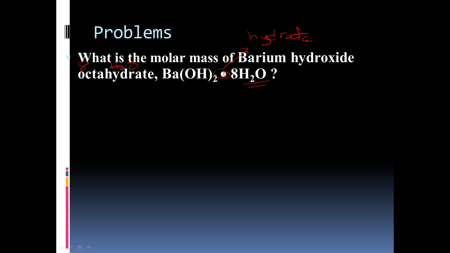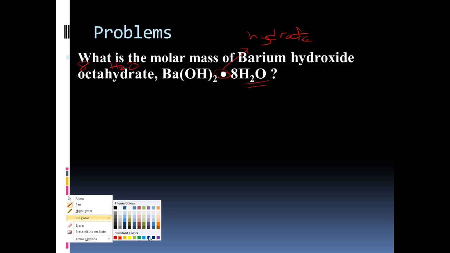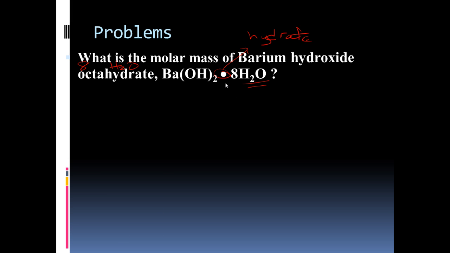Okay, but in math, I know you guys are used to seeing a dot meaning multiply, but in chemistry, what this dot actually means for us is plus. So this is going to be barium hydroxide plus 8 waters. So I would add up the barium hydroxide and then add up the 8 waters and then get your answer.